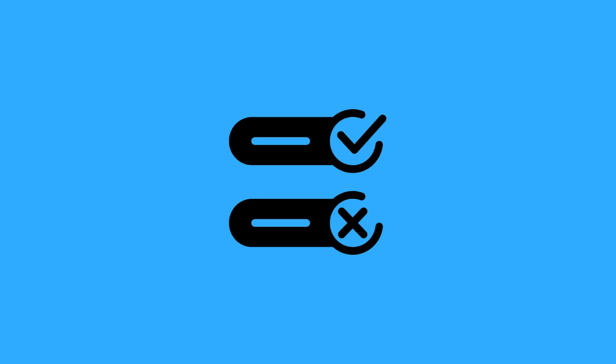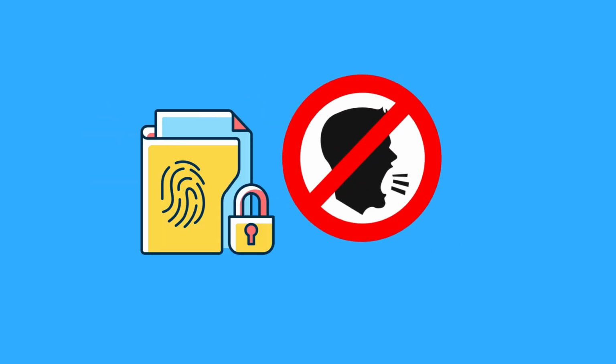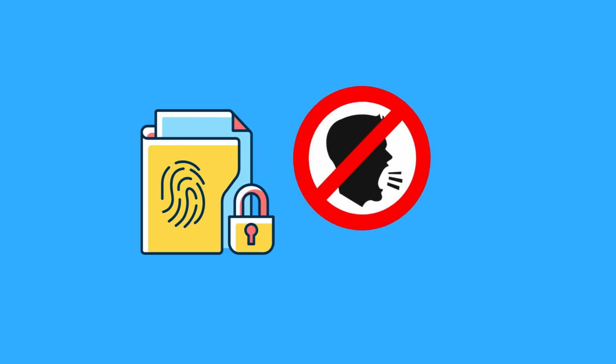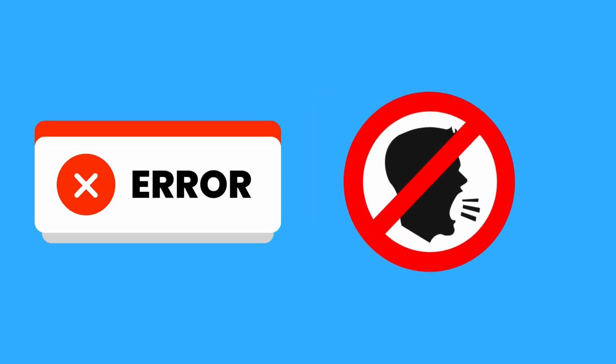Another important aspect of API security is input validation. Ensure that all input data is validated and sanitized to prevent security vulnerabilities, like SQL injection and cross-site scripting. You should also handle errors gracefully and avoid leaking sensitive information in error messages.